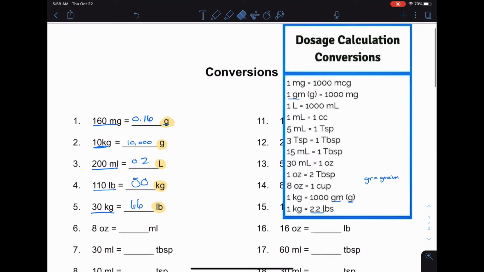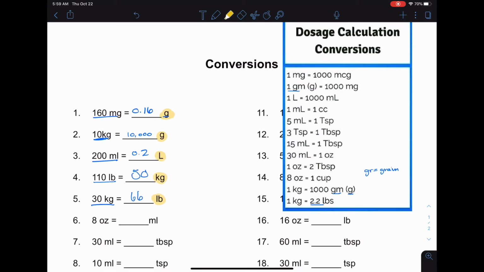All right, number 6. 8 ounces is equal to how many mils? So we are working towards mils here. We look at our conversion table, see if we have anything that gets us from mils to ounces, or ounces to mils, and we see that we've got 1 ounce is equal to 30 mils. Okay, so working towards mils, so I'm going to start with that up top. And 30 mils is equal to 1 ounce.